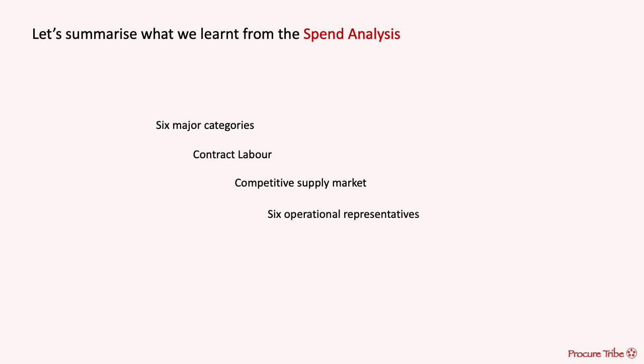That completes our simple spend analysis, and so let's wrap up and summarize what we have learned from our example scenario. There are 6 major categories that make up 80% of the spend. Contract labor is the biggest spend, and so we drill deeper into that. There are 6 vendors who provided contract labor across all 3 business locations, and we can conclude that it is a competitive supply market. We have identified 6 operational team members who we should engage to better understand the business requirements and to enlist their contribution to the overall sourcing event. And finally, early indications are that there are opportunities to unlock value for the business through rate standardization and supplier aggregation.